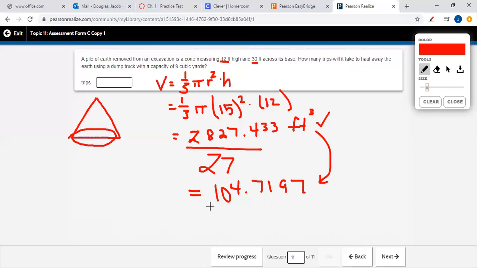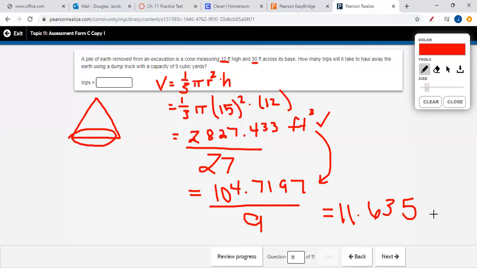The last thing we're going to do is divide this figure by 9, because that is going to be how many trips it takes to get rid of it all, assuming that the dump truck can take 9 cubic yards at one time. So if you simply divide that by 9, you're going to get 11.635.